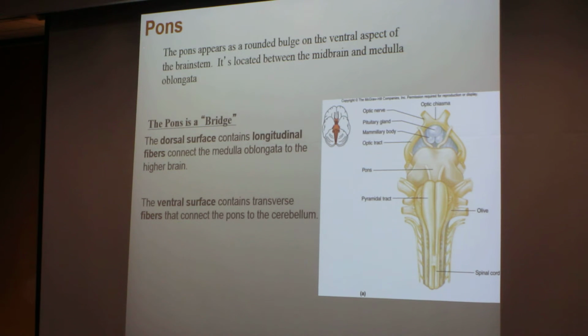Pons. The pons appears as a rounded plug of the ventral aspect of the brainstem. It's located between the midbrain and medulla oblongata. The dorsal surface contains longitudinal fibers that connect the medulla oblongata to the higher brain. The ventral surface contains transverse fibers that connect the pons to the cerebellum.